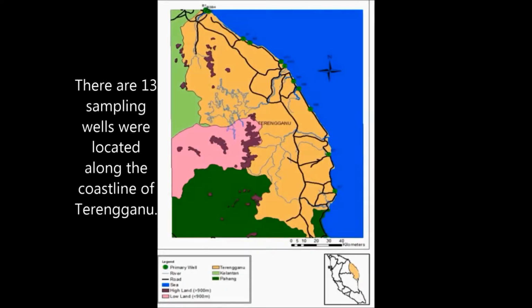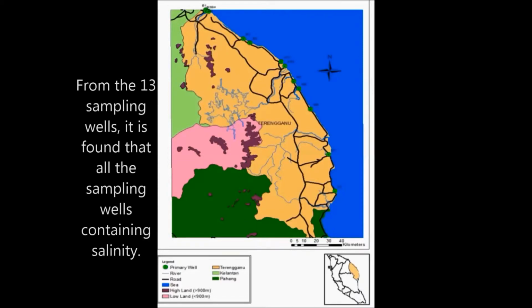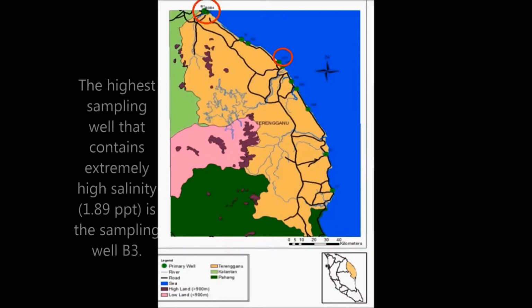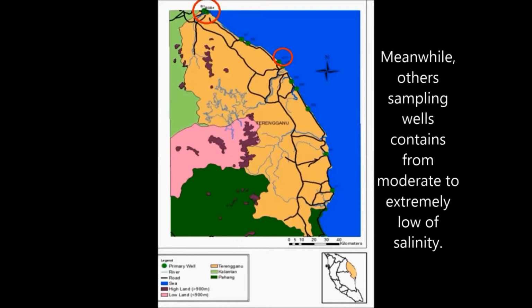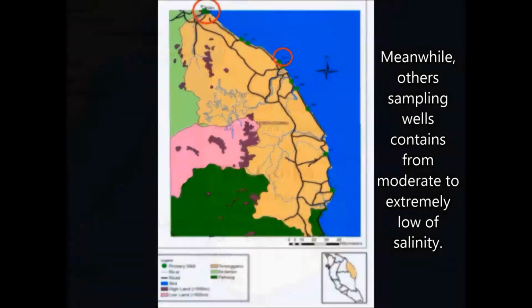There are 13 sampling wells located along the coastline of Terengganu. From the 13 sampling wells, it is found that all the sampling wells contain salinity. The highest, with extremely high salinity of 1.89 ppt, is sampling well B3, followed by B4, KT1, and B1, which are located in a red circle in the figure. Meanwhile, other sampling wells contain moderate to extremely low salinity.